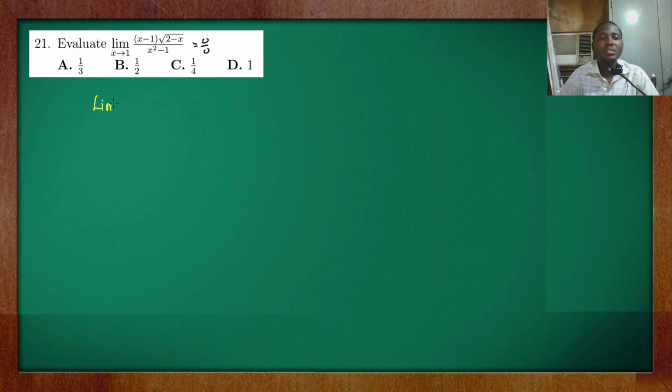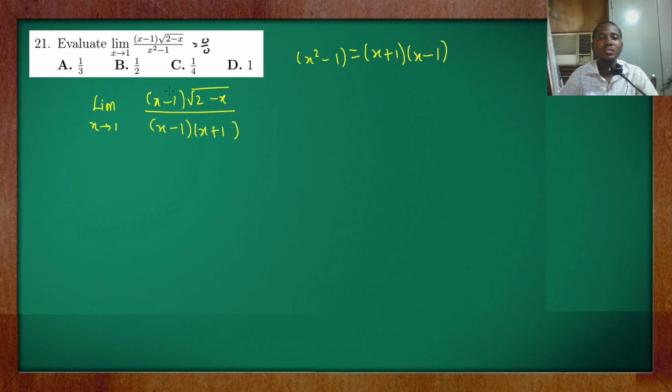So here we have the limit as x tends to 1 of (x minus 1) multiplied by the square root of (2 minus x) over, now if you observe this denominator, x squared minus 1, which is x plus 1 multiplied by x minus 1. So here I have x minus 1 multiplied by x plus 1. x minus 1 will cancel x minus 1. That means I'm going to have the limit as x tends to 1 of the square root of (2 minus x) over (x plus 1), which is 1 over 2. So the correct option here is option B.